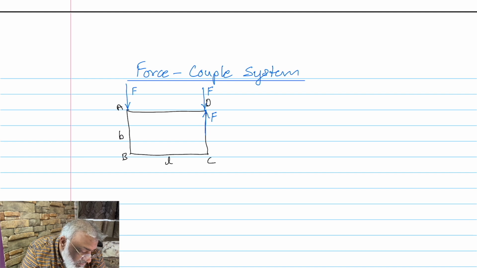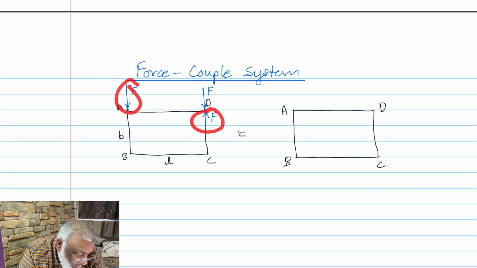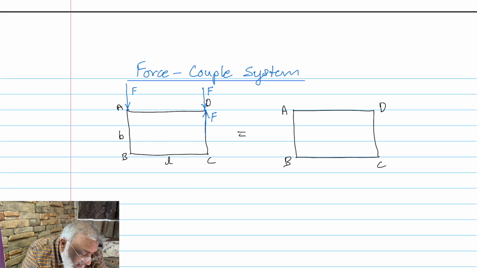So we take the same body again, say A, B, C, D, and this force and this force forming a couple. So these two will form a couple and will be represented by a couple acting in the middle of the body. Okay, and the value of that will be F into L.